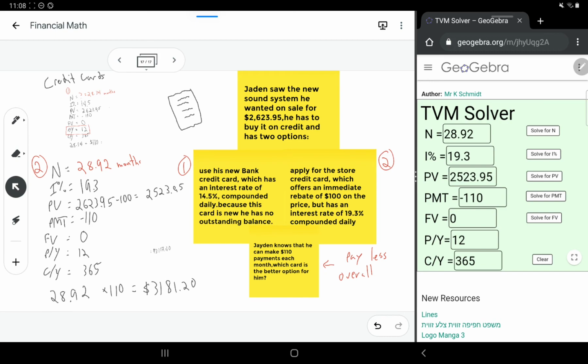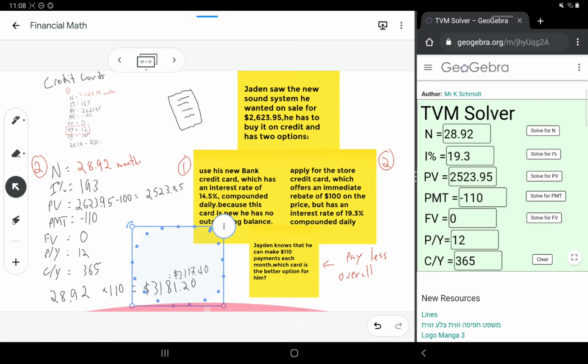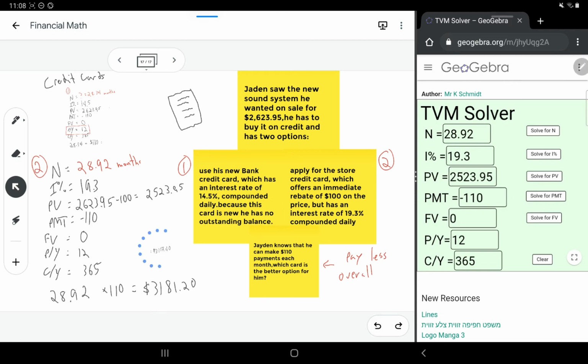Okay, so if we compare these two numbers here, this one's a little bit small. Make it a little bit bigger. Okay. So it's $3,117.40 there. Right? So card 1 is just a little bit smaller in how much we pay than card 2. Not by much, by about $70-ish, but still a little bit better. So if Jaden was asking which is the better card, technically card number 1 is our better card, just because you spend less money.